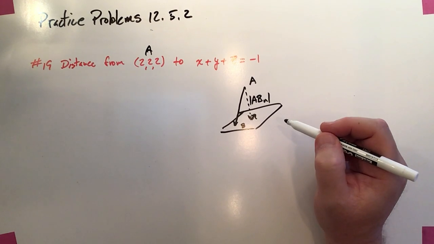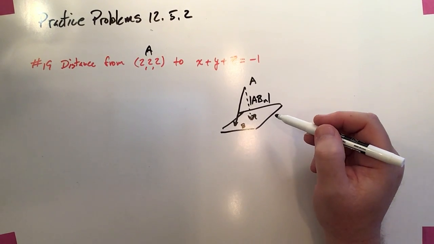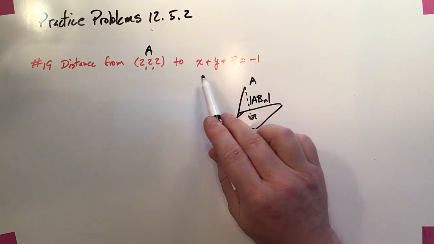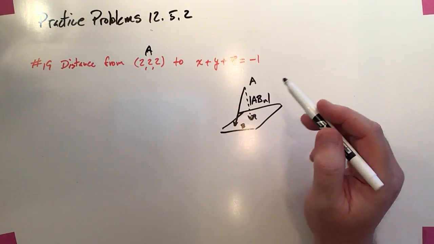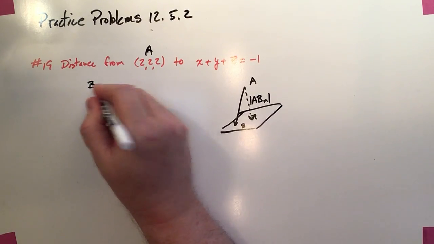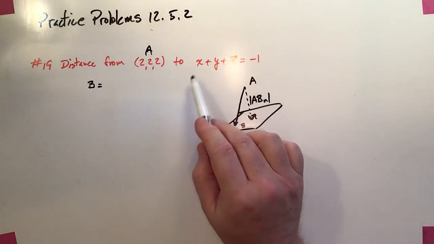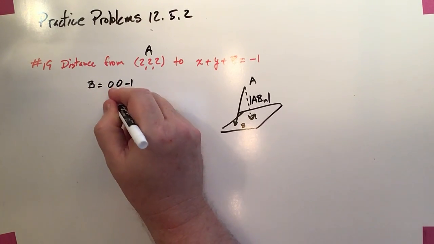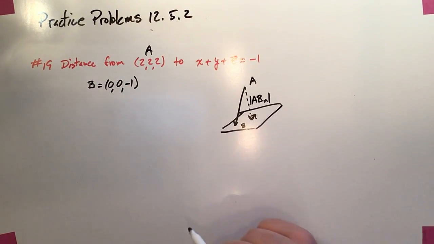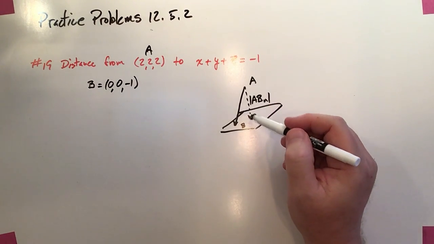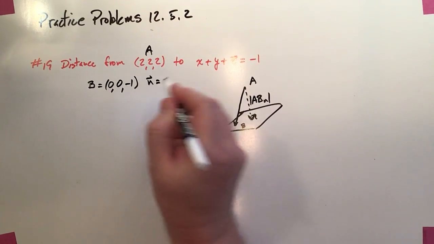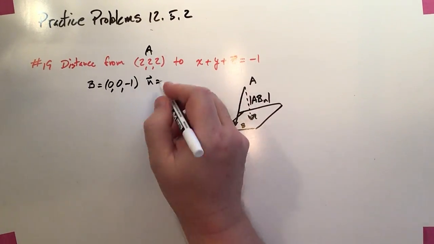First, I'm going to need a point B and the normal. To find point B, I just need any point that lies in this plane and literally take your pick. What I'm going to choose is point B is going to be equal to 0, 0, negative 1. Why pick that point? Because it was easy to find. There's no other reason. Next, I need to find the normal. And of course, the normal's easy for this plane. The normal is the direction vector of the plane. That's 1, 1, 1.